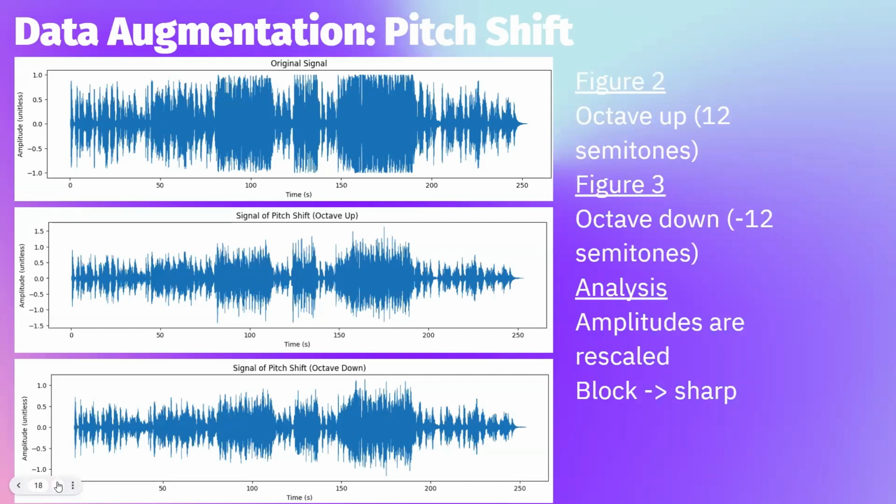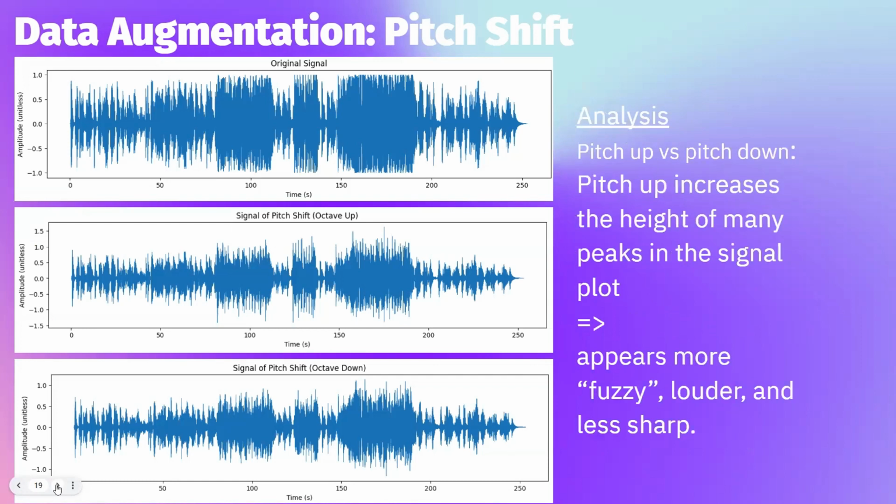Here's an example of the pitch shift. We used, in this example, 12 semitones up and 12 semitones down, which is equivalent to an octave up and an octave down. Much like time stretch, the visual differences we see here are very similar. We see that pitching up a sample increases the height of a lot of the peaks, again, which make them look fuzzy, louder, and less sharp.